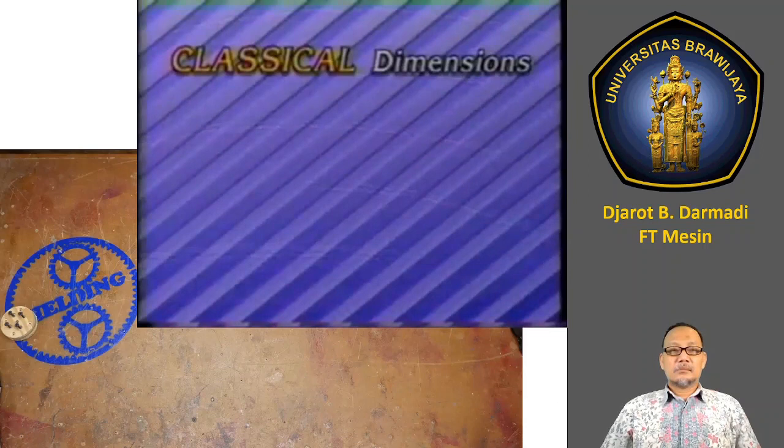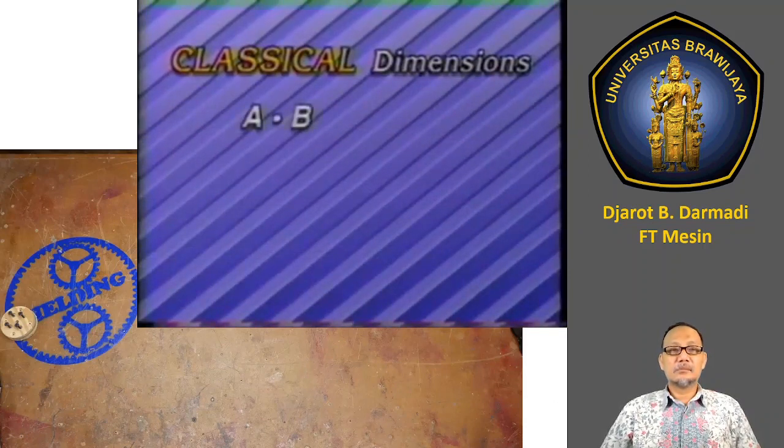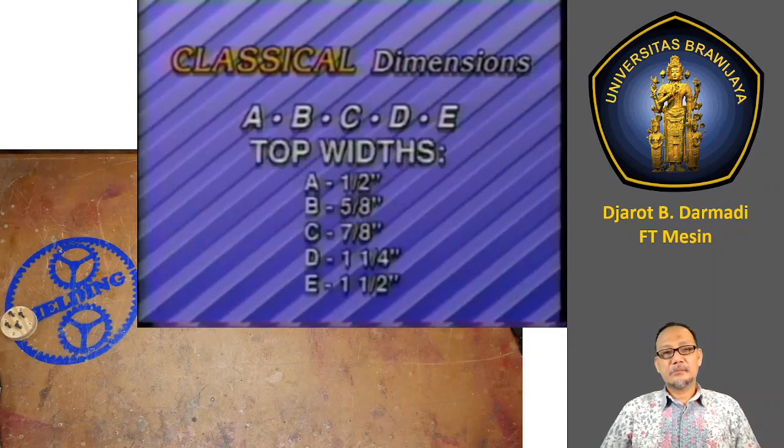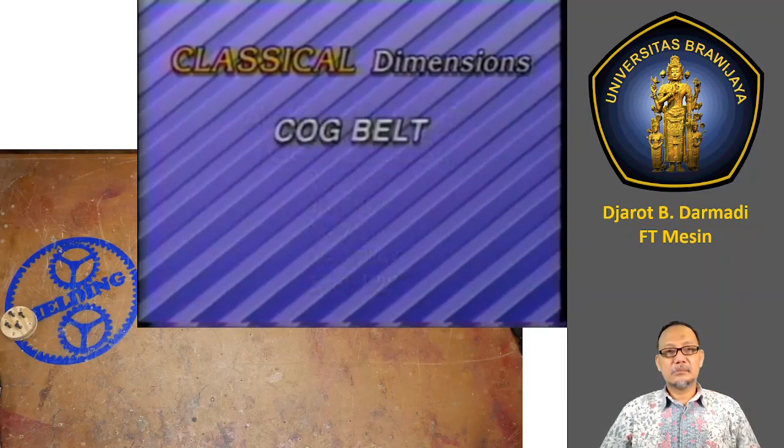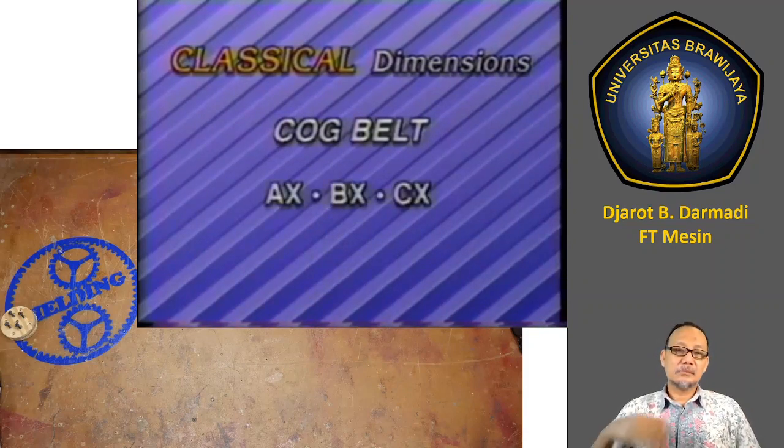The dimensions of the classical belt are identified by the prefixes A, B, C, D, and E. Each prefix indicates a standard top width of the belt in inches. For example, A indicates 1/2 inch top width, and B indicates 5/8 inch top width. The classical belt is also available as a cog belt, offering a higher capacity. The cog belt prefixes are AX, BX, and CX.